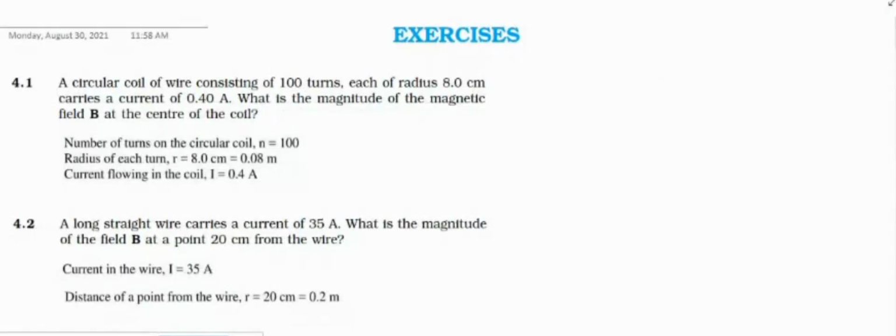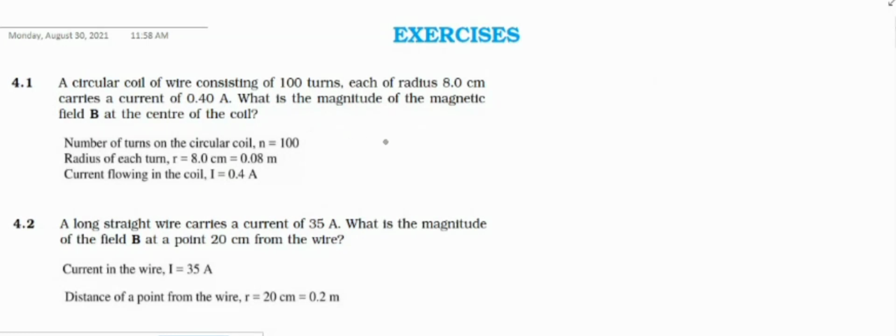Exercise questions of the chapter Moving Charges and Magnetism. Question 1: A circular coil of wire with 100 turns, each of radius 8 centimeter, carries a current of 0.4 ampere. What is the magnitude of the magnetic field B at the center of the coil?